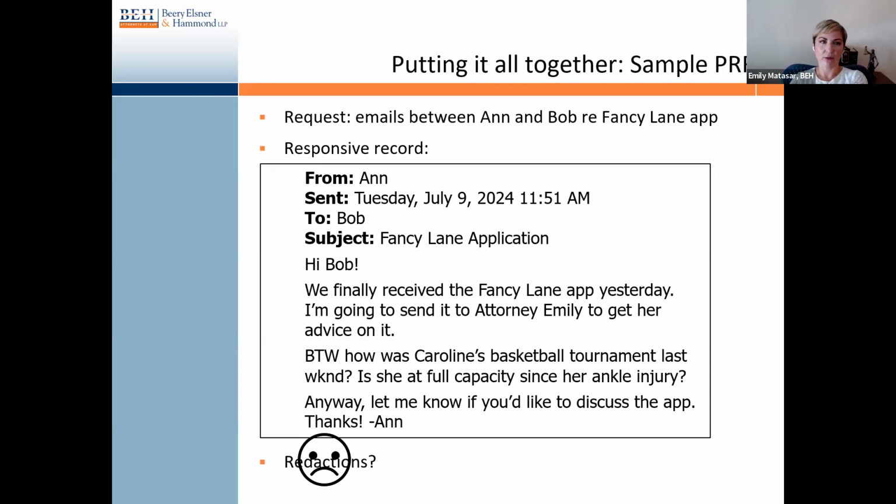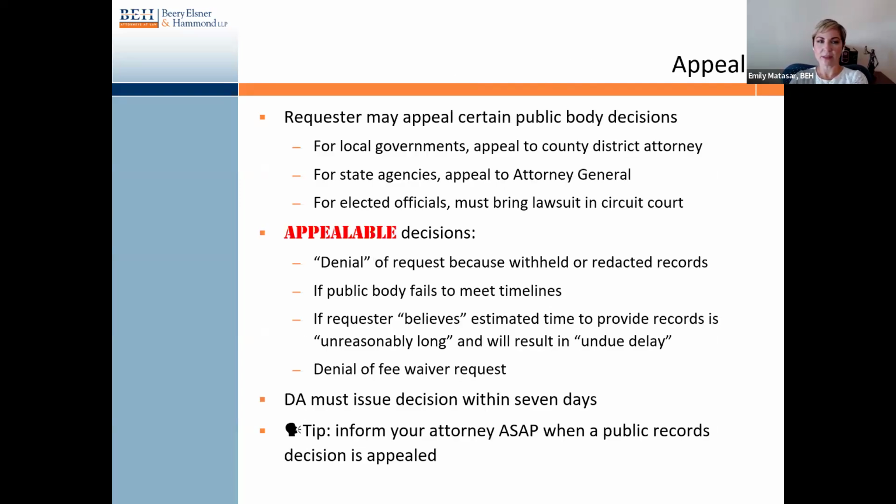Okay, I'm really running low on time here. So appeals. The requester may appeal. For local governments, they appeal to the county's district attorney. For elected officials, they must appeal in circuit court. These are the appealable decisions, which were marked throughout the presentation with that red stamp. The DA must issue the decision within 7 days, but very frequently requests extensions of time and is granted extensions of time.